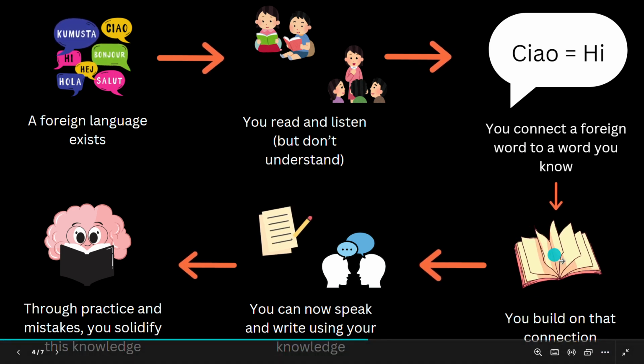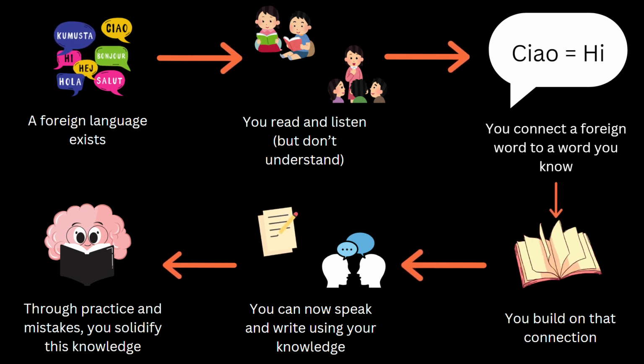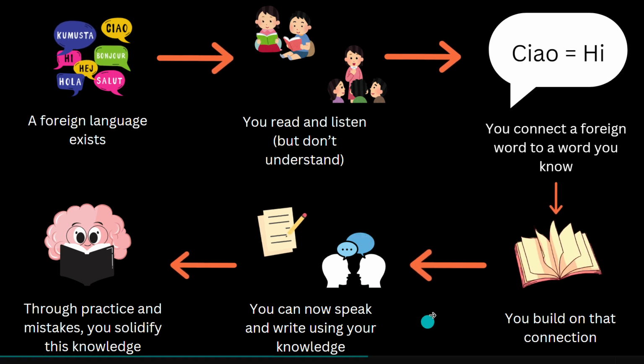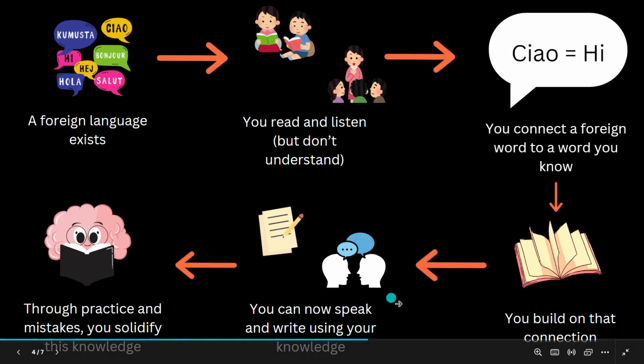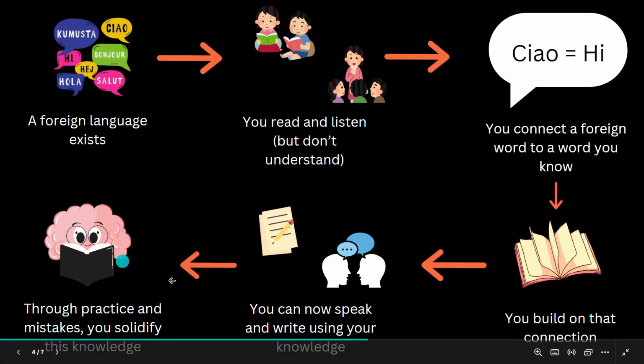So now that you know what a word means, say ciao means hi or bonjour means hi or anything like that, you're able to use it in a sentence now. You're able to say, hi, how are you? You understand how it connects into speech and how to actually use that word. You don't just know what it means, you're able to actually use it. And then, now that you're able to use it, you can basically speak and write using your knowledge of this word, so it adds to your vocabulary, and then through practice and mistakes, you solidify this knowledge.